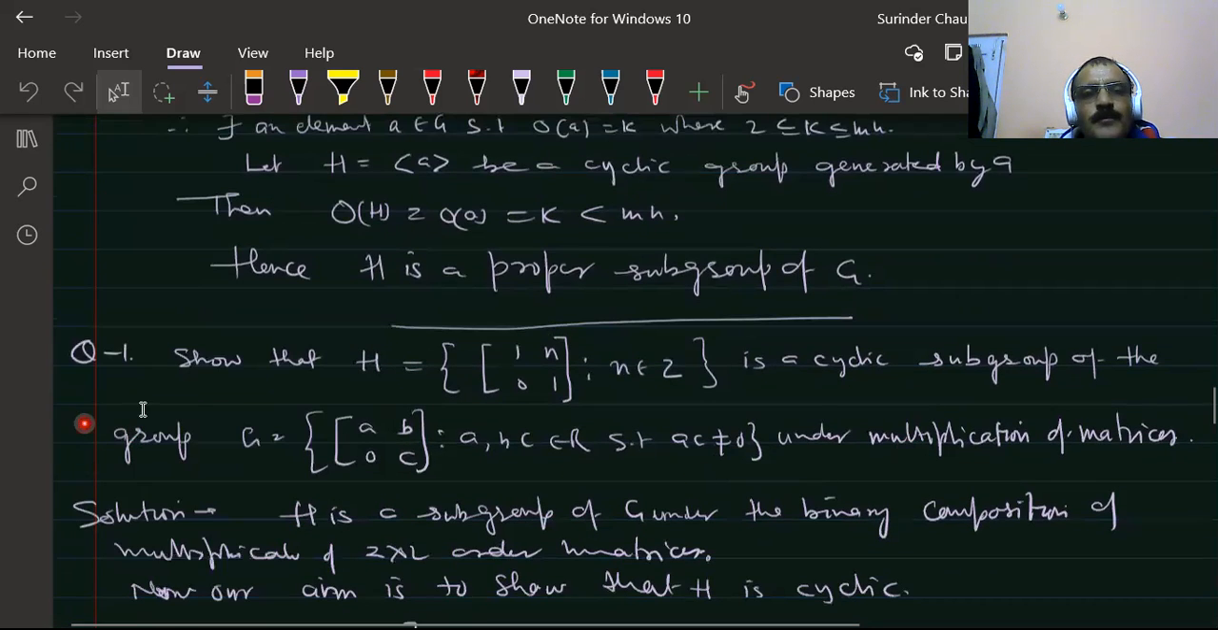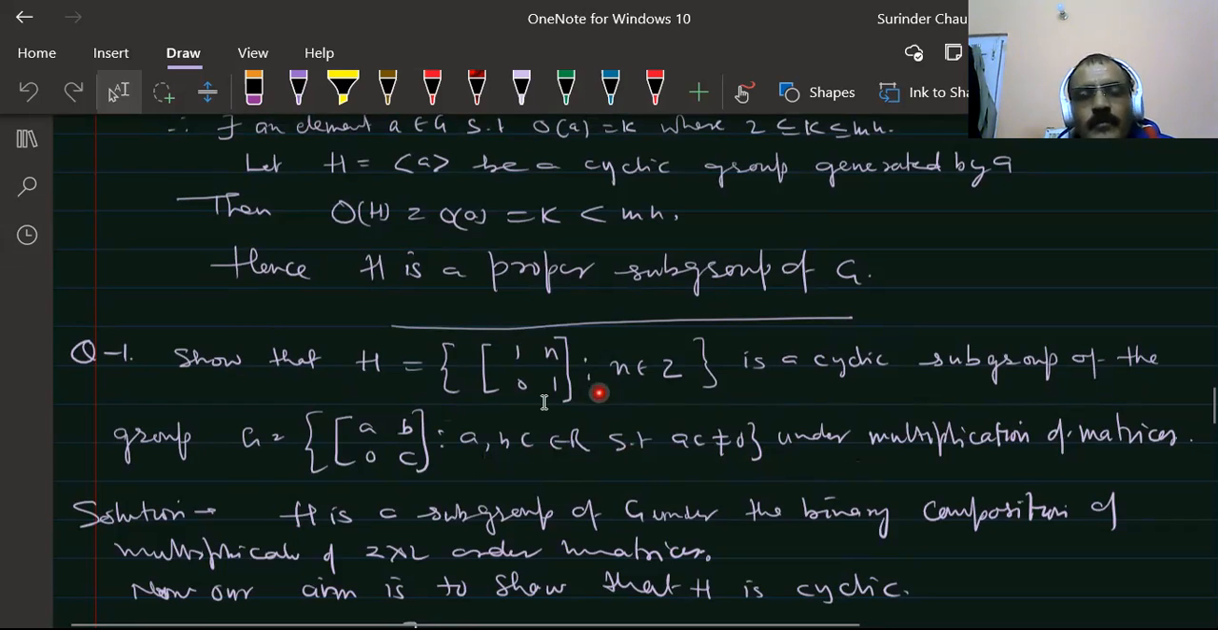Next problem: now we will discuss the theory. Show that H, consisting of the matrices with entries 1, 0, n, 1, where n is any integer, is a cyclic subgroup of the group G, consisting of the matrices with entries a, b, 0, c, where a, b, c are numbers such that the second order matrix is not equal to 0, under the multiplication of matrices.